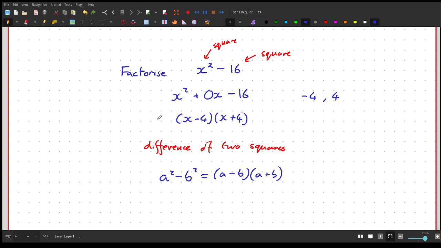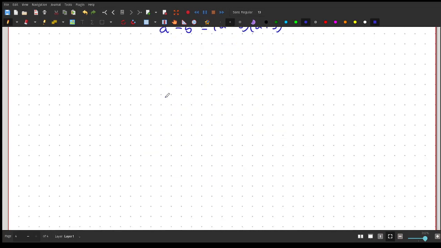Okay, let's do another quick example of this. Let's do a slightly harder one. 9x squared minus 4y squared. Factor that into double brackets. Well, what's the square root of 9x squared? It's 3x. What's the square root of 4y squared? It's 2y. So it's 3x minus 2y times 3x plus 2y. It's actually really simple if you're good at spotting it.